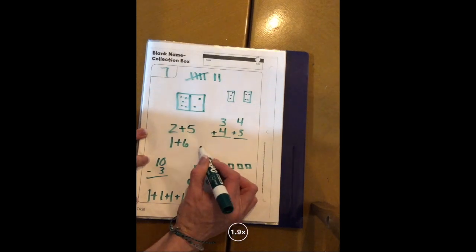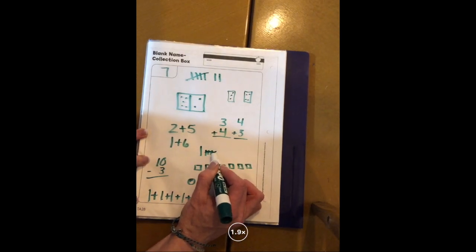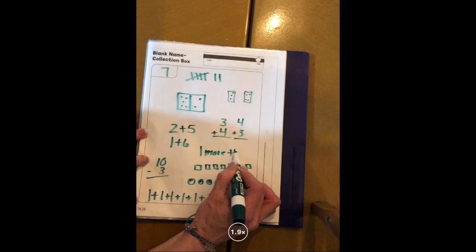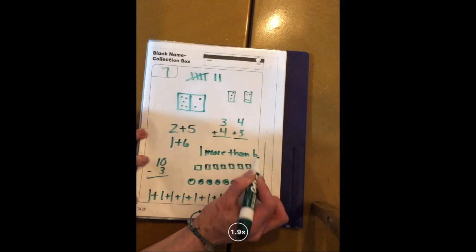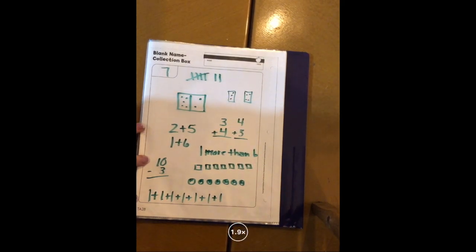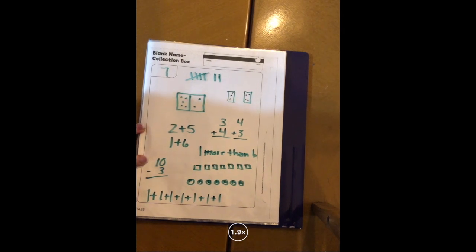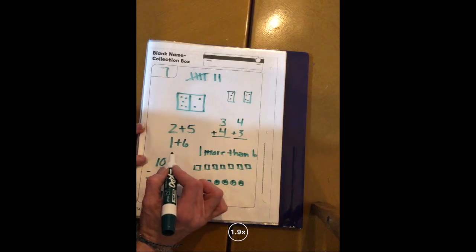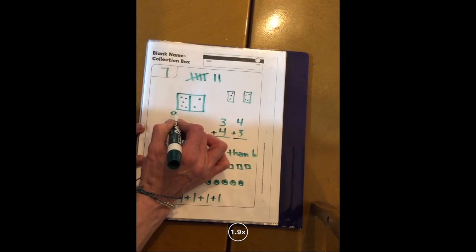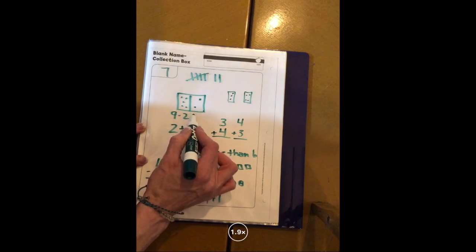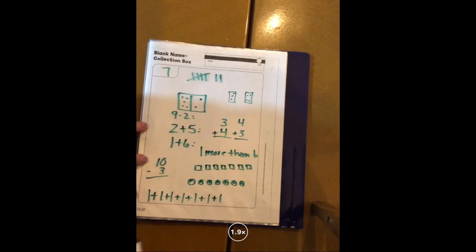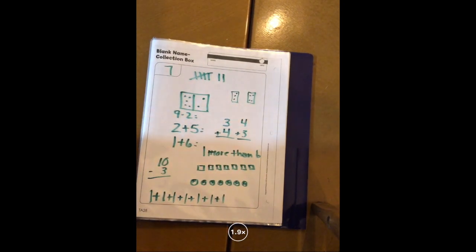What about 1 more than 6? That represents 7. I think that's it. I could be missing one. Maybe, what about 9 take away 2? 9 minus 2. Okay, so all of these represent the number 7.